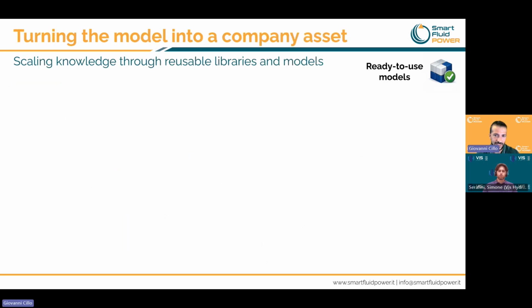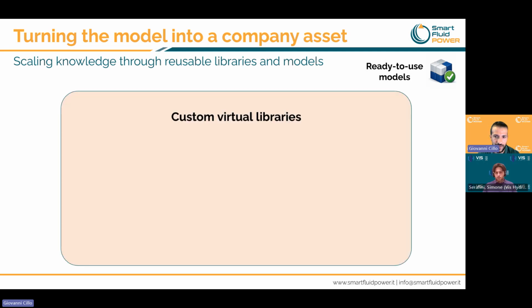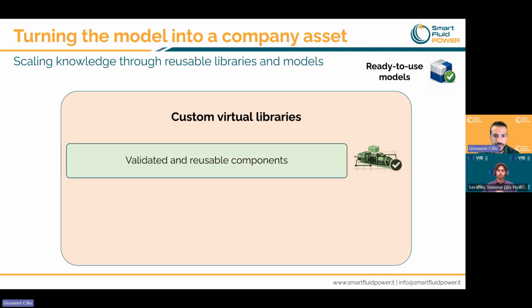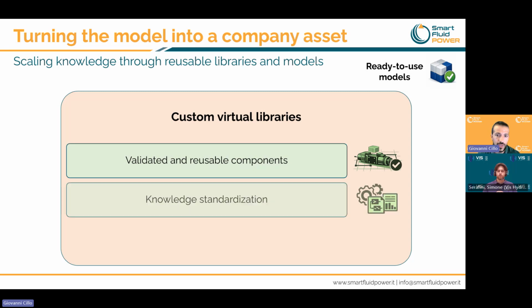One of the most important aspects is transforming models into a company asset. If each simulation remains an isolated case, its value stays limited. But when custom libraries are developed, several advantages are present. Virtual components validated in past projects can be reused to model other company products. Knowledge becomes standardized, meaning that scattered, implicit, or individual expertise is transformed into structured, reusable, and consistent models.